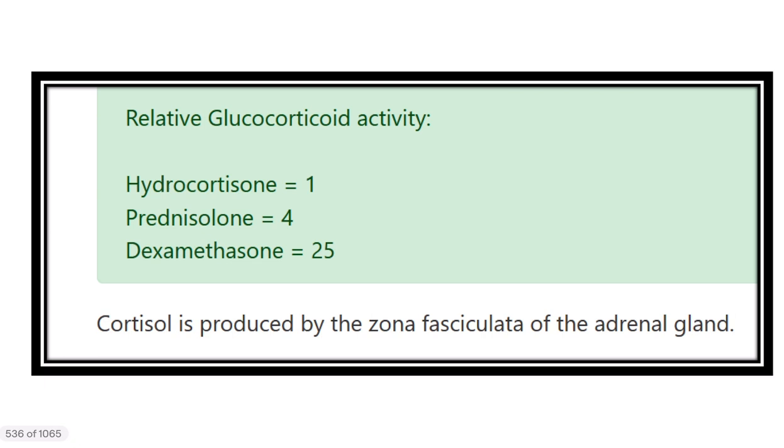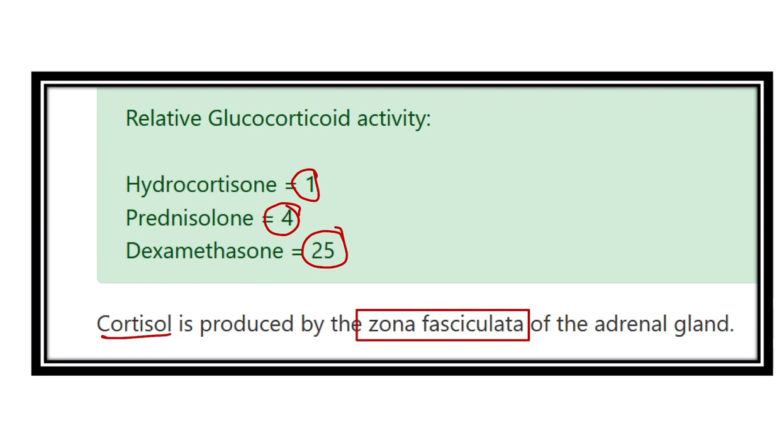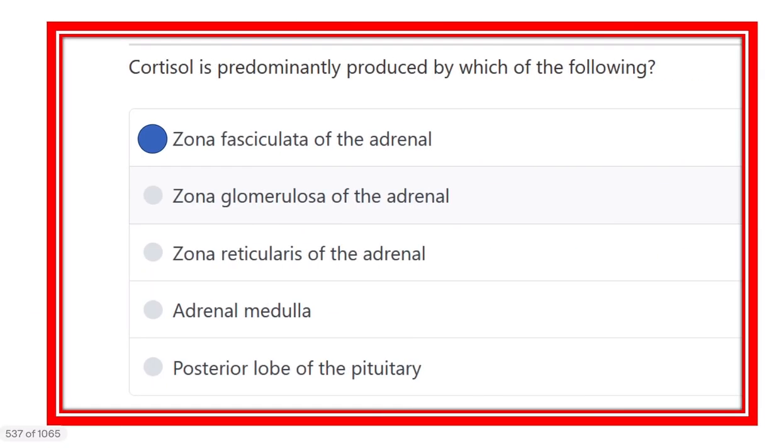This is the relative glucocorticoid activity of different types of steroids. Hydrocortisone is 1, prednisolone is 4 times, dexamethasone is 25 times. So cortisol is secreted by the zona fasciculata of the adrenal gland, which is the middle layer of the adrenal cortex.